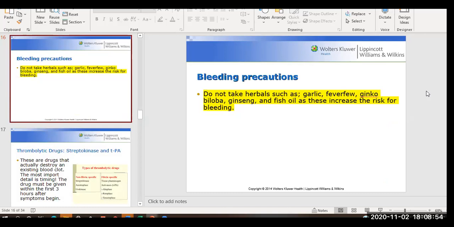And herbals, they cannot have garlic, feverfew, ginkgo biloba, ginseng, and fish oil. They're the big ones. They all increase the risk for bleeding, okay? All of them. Increase the risk for bleeding.